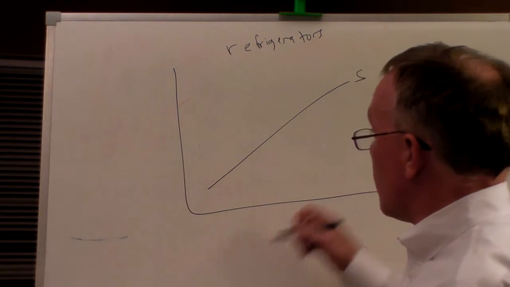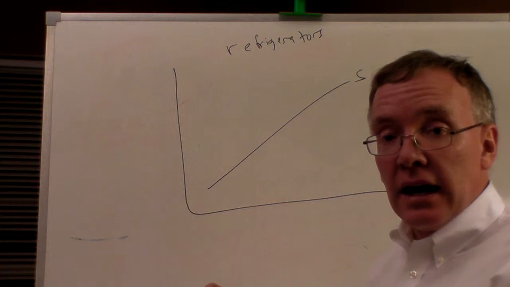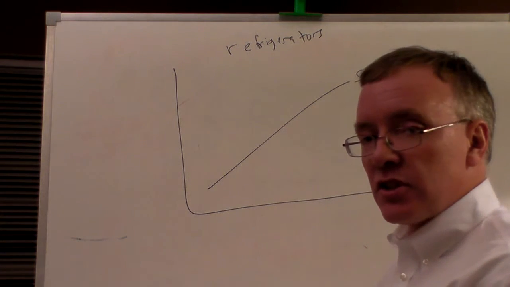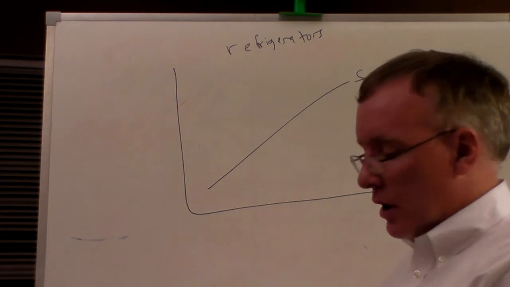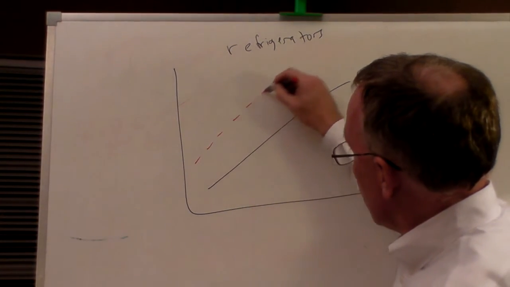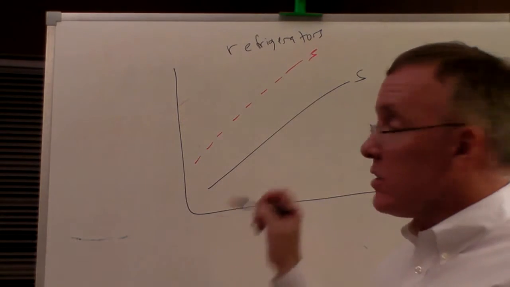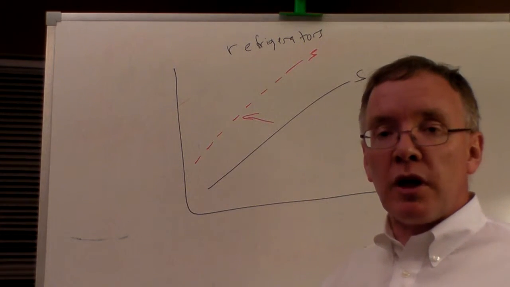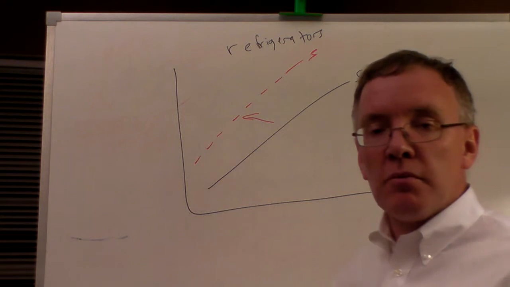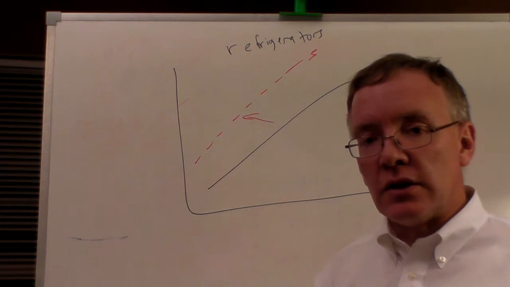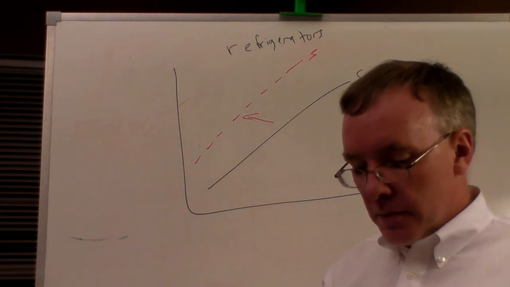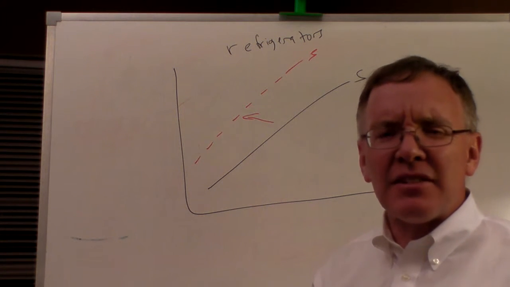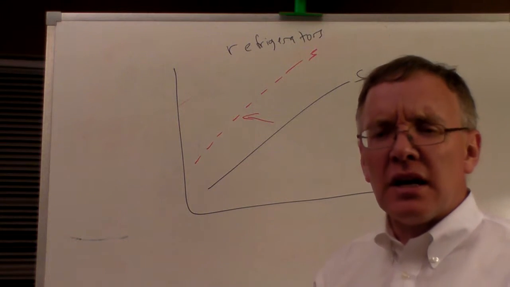And so we'll cut back on our production of refrigerators. If the price of washing machines goes up and we're making both, our supply of refrigerators would shift to the left. For any particular price of refrigerators, we'd be willing to supply less because we've moved our production over into the washing machines.